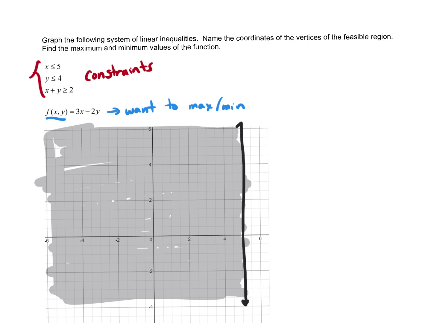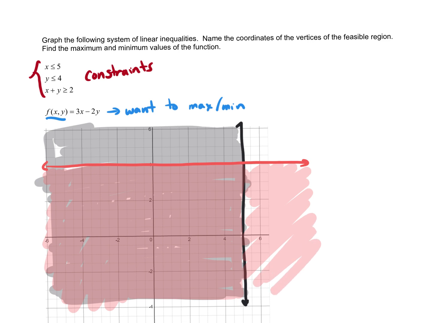So y less than or equal to 4, here's 4. y equals 4 is a horizontal line. So less than 4 is going to be down here. So right away you can see where they overlap. They overlap in this kind of weird rectangular region right here. So right now I can ignore everything that does not intersect these two. Technically this goes on, it's always less than this, right? But right now only in this region are they both shaded.